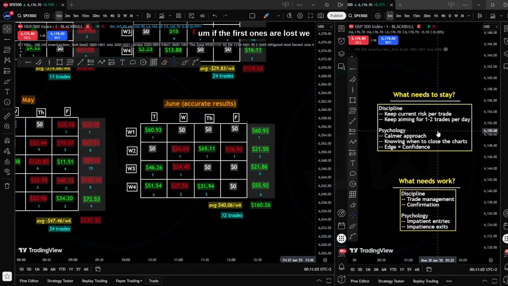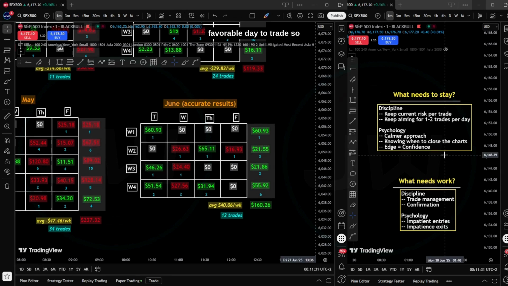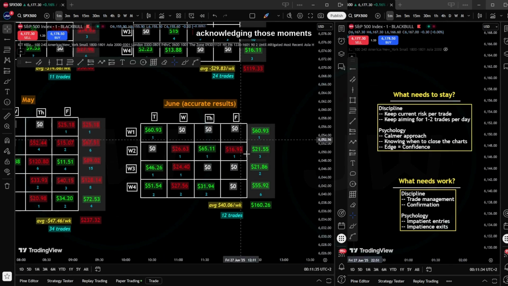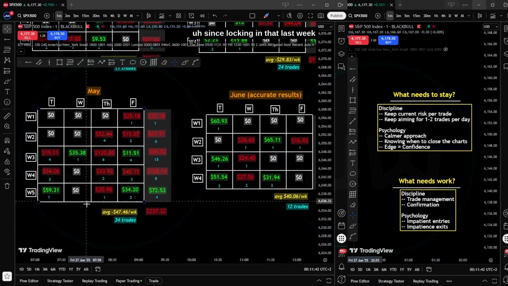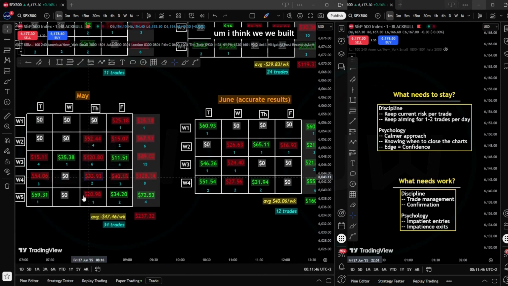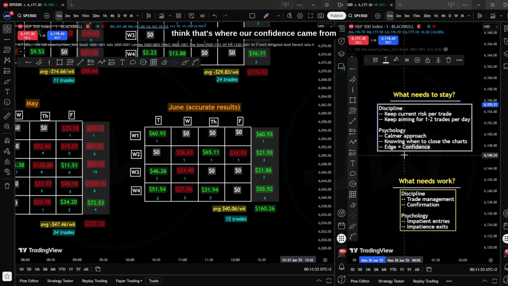Yes, 1 to 2 trades. If the first one's a loss, we allow that second one to correct ourselves if we're really sure of where the market wants to go. But there's also knowing when to call it a day, even after just 1 loss. Like you can see in some of these examples, we just stopped after 1 losing trade, and that's totally fine. You can accept the loss and rather wait for a more favorable day to trade. So I'm proud of acknowledging those moments, and of course having that edge. Since locking in that last week, I think we built a lot more confidence in our strategy. We found our edge, and yes, I think that's where our confidence came from.